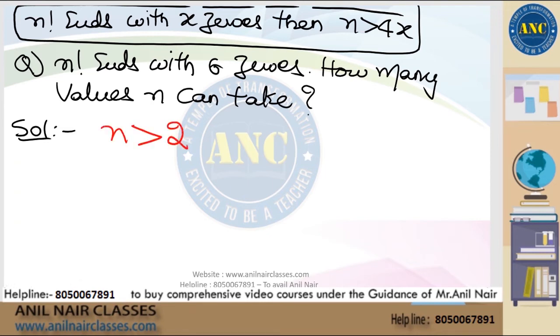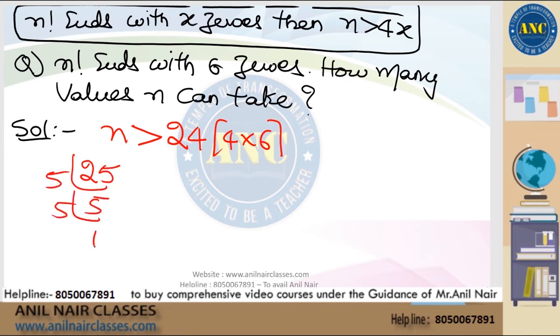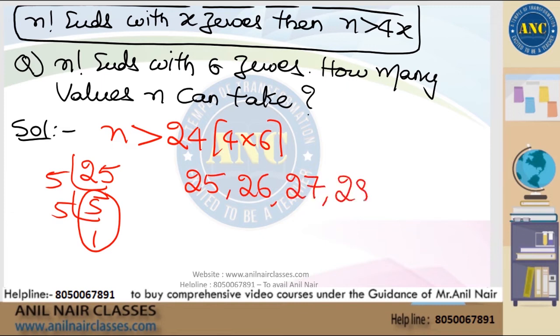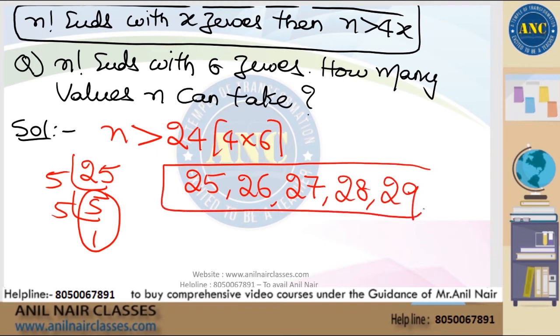N should be greater than 4x, which is 4 into 6, 24. Check for the next multiple of 5 greater than 24. If I take 25, 5 5s are 25, 5 1s are 5. 5 plus 1, 6. That means 25 will be the answer, 26 will be the answer, 27 will be the answer, 28 will be the answer, and 29 also will be the answer.